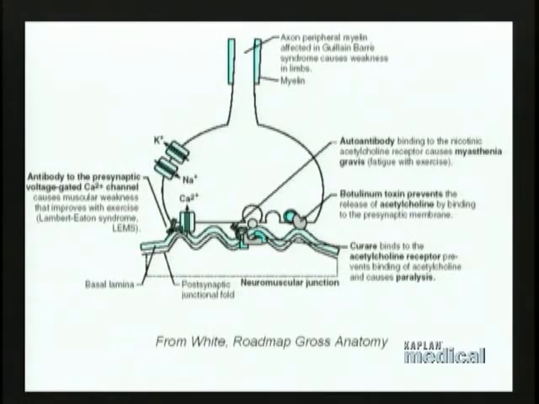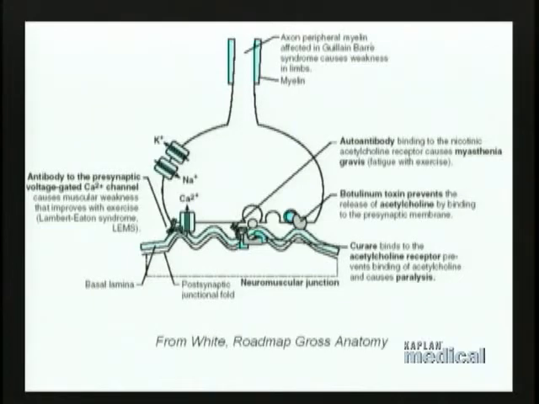In this figure we can see illustrated some of the details associated with a neuromuscular junction. Specifically, you can see the axon nerve terminal releasing synaptic vesicles containing acetylcholine, and you can see where they interact with postsynaptic receptors in the junctional folds, which are nicotinic cholinergic receptors.